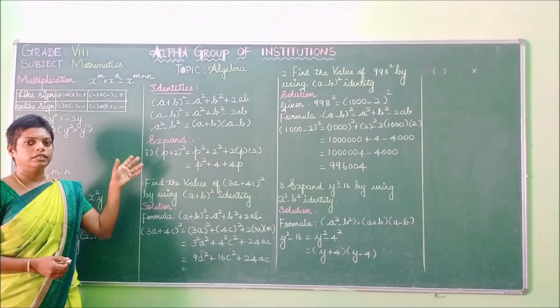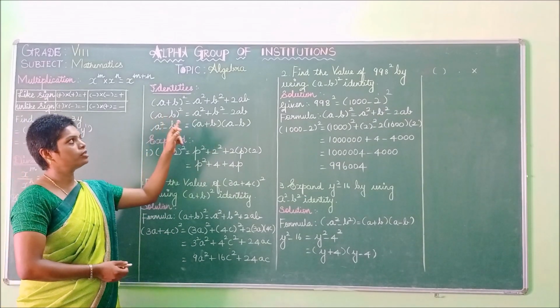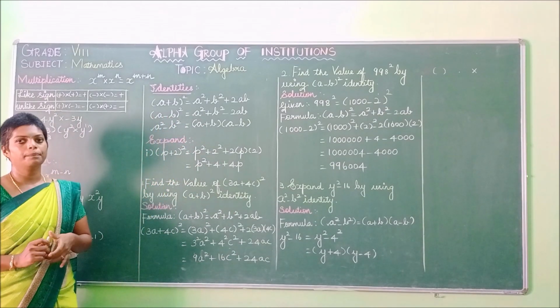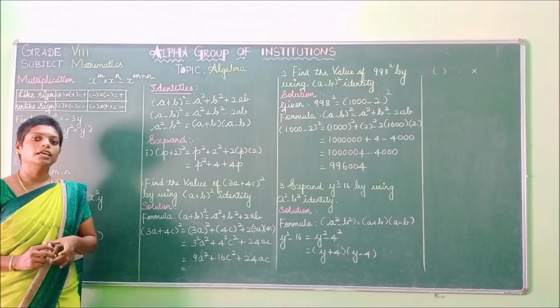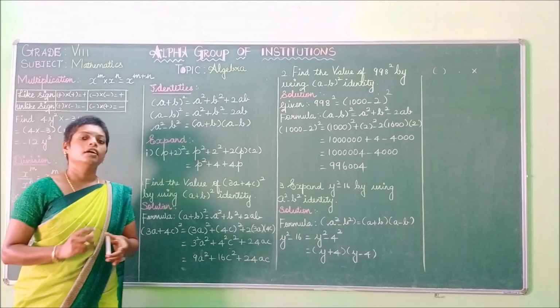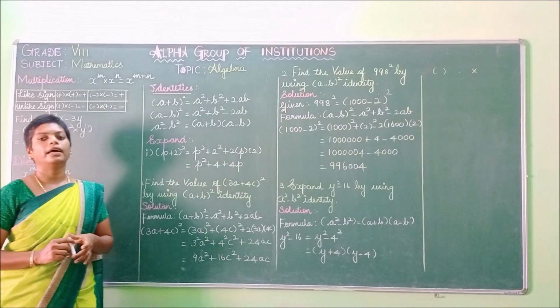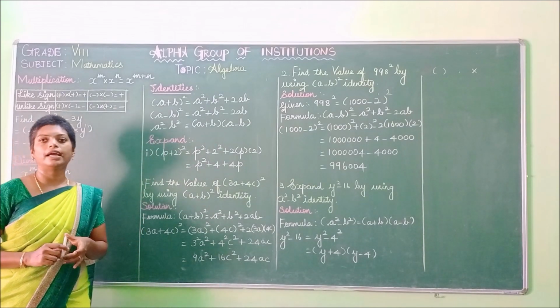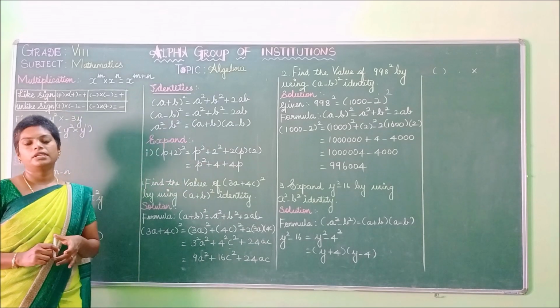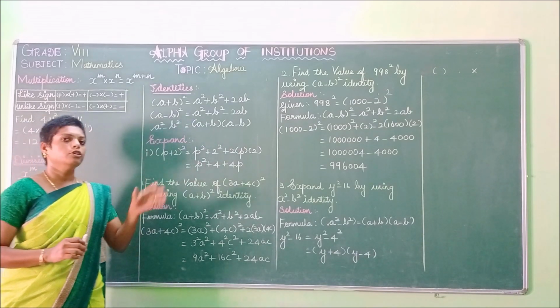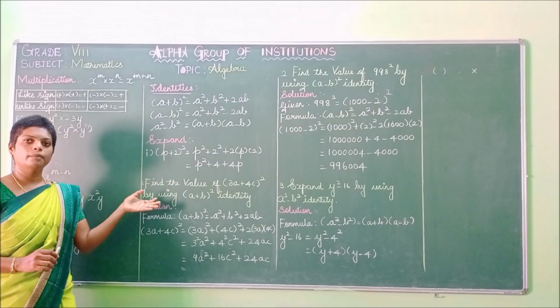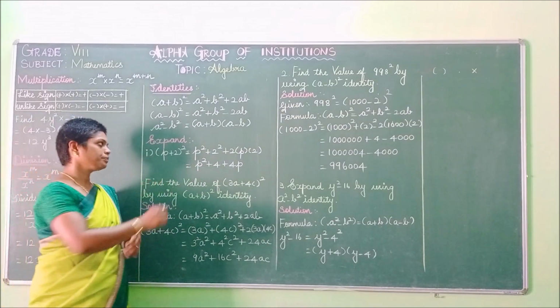Once again tell me. A plus b whole square is what? A square plus b square plus 2ab. Our second identity, a minus b whole square: a square plus b square minus 2ab. What is our third identity? A square minus b square is equal to a plus b into a minus b. Using these identities, we can solve the problems. Listen to the first.